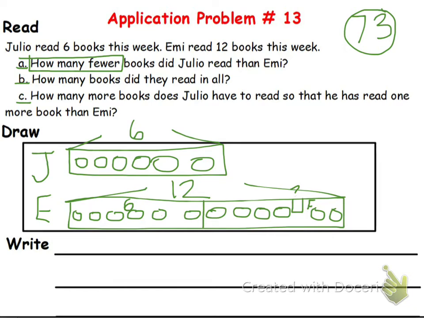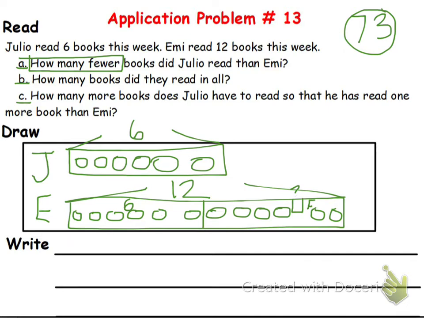Well, let's do our number sentence first. So what is our number sentence? I would like you to go ahead and pause the video now to be able to discuss and write what you think the number sentence is. And then we'll go over it together.